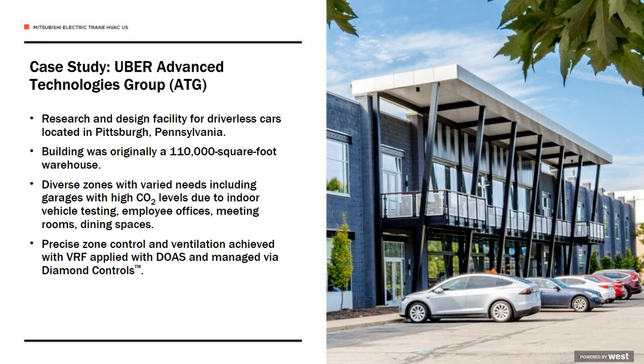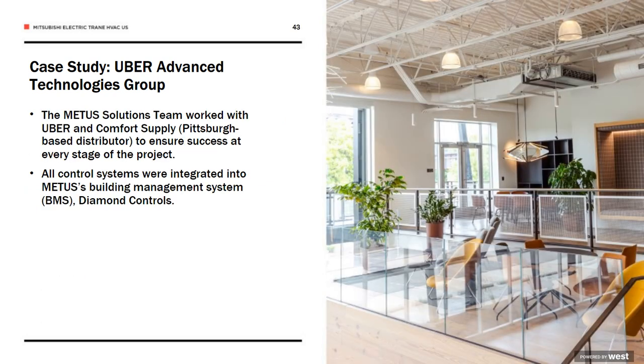The company worked with a local distributor, Comfort Supply, to select a variable refrigerant flow HVAC system along with premises dedicated outside air systems and Diamond control solutions. According to Justin Kern, Senior Commercial Sales Engineer at Comfort Supply, quote, "VRF was chosen for the quietness of the system. In addition, the control solutions package entailed a full graphical interface for the building. We tied in the VRF systems, DOAS system, electric heaters, and exhaust fans."